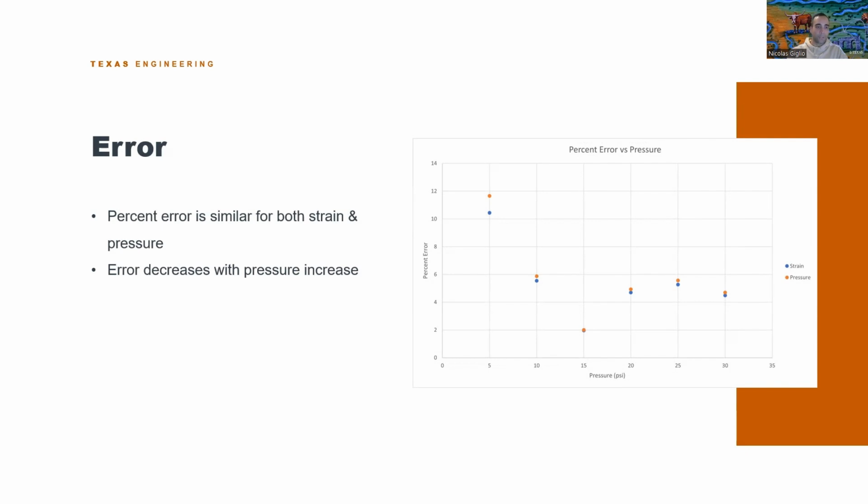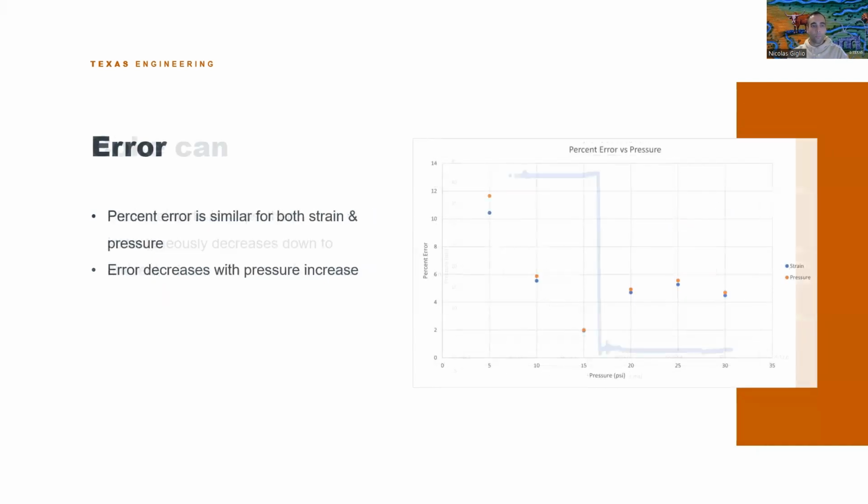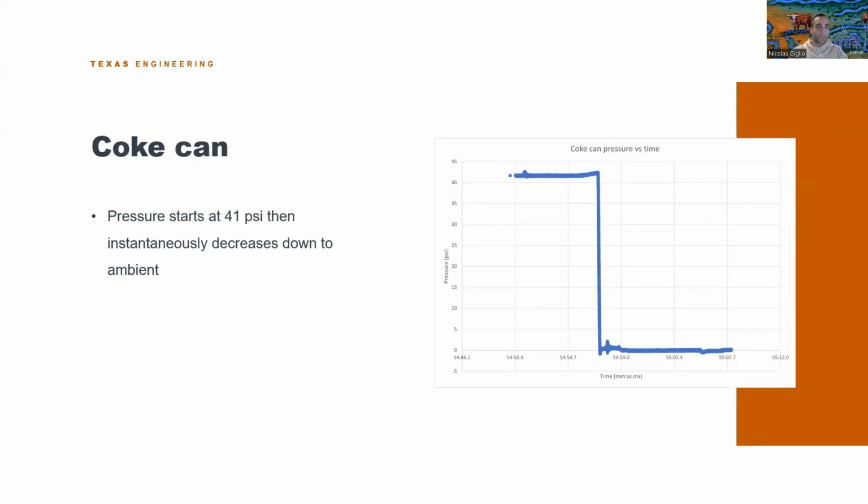We can see also that the error decreases as pressures increase, so it has an opposite relation to the strain and pressure readings. The last part of the experiment had us measure pressure in a Coke can. To achieve this, we glued a strain gauge on a Coke can, let it cure, and then we hit record on LabVIEW and open the Coke can.